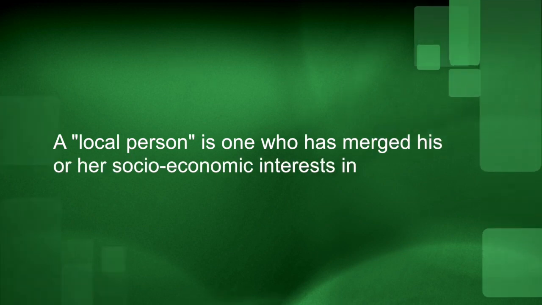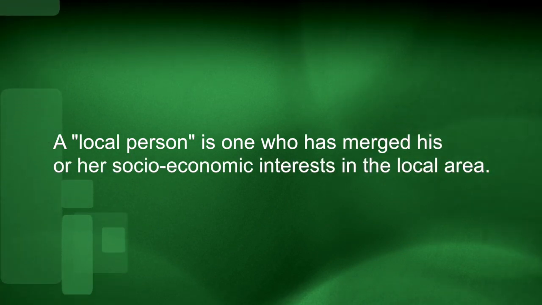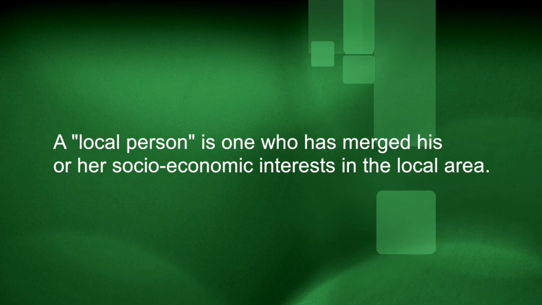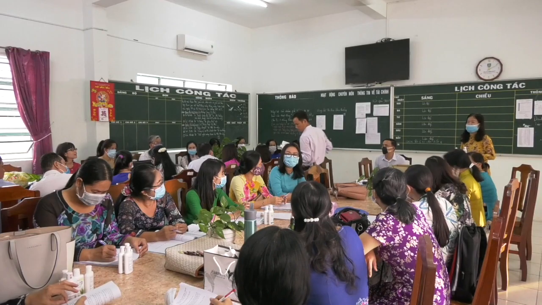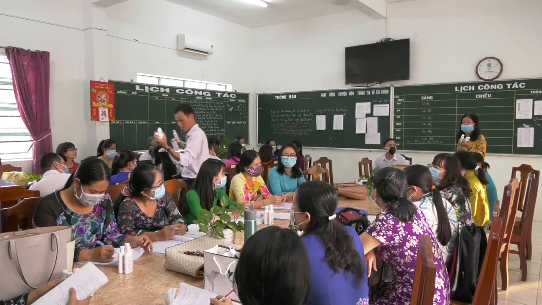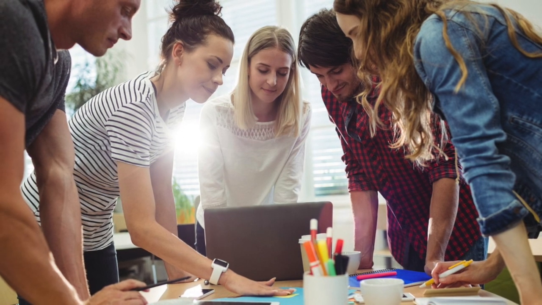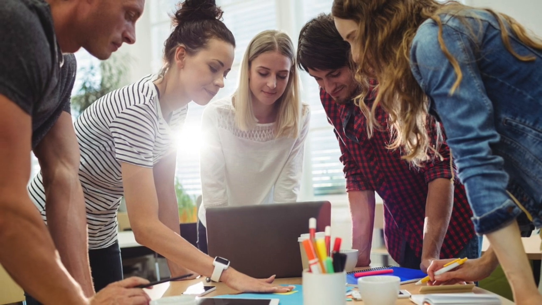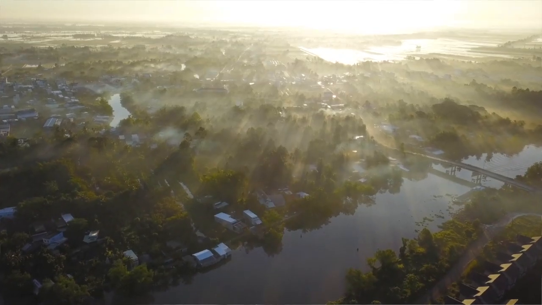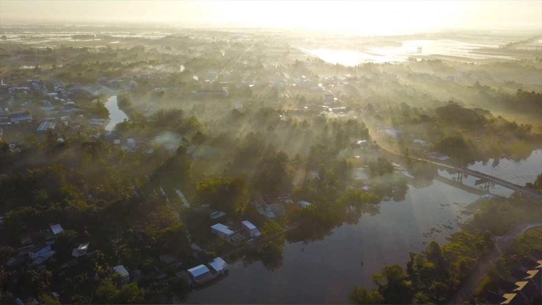The definition of a local person is someone who has merged their economic interests with the area. When local people are empowered to make the economic decisions for their own area, the outcomes will enhance their own economy and society. They will also have a greater concern for the environment if they're living in the area themselves and have to live with positive or negative environmental impacts.